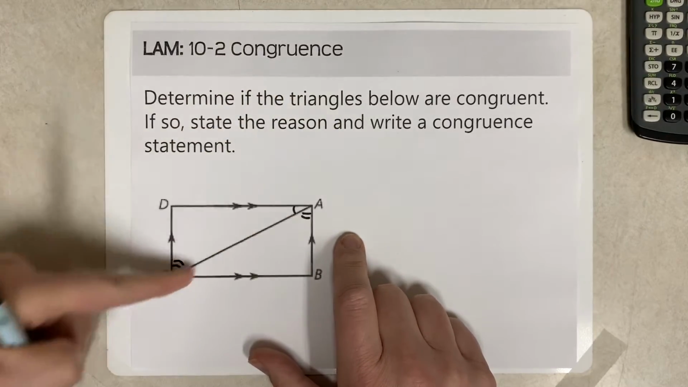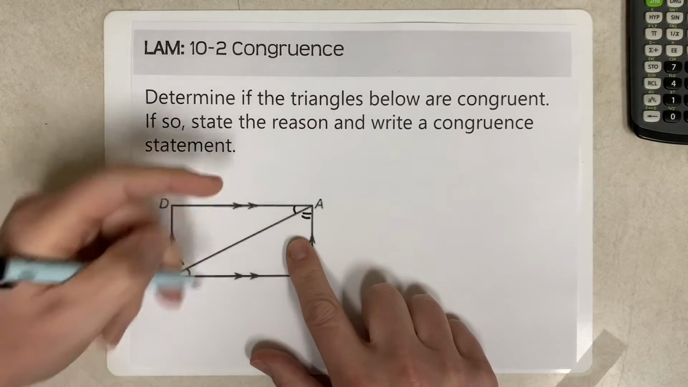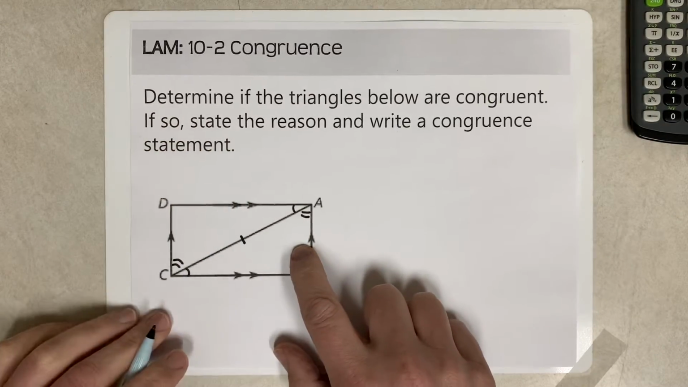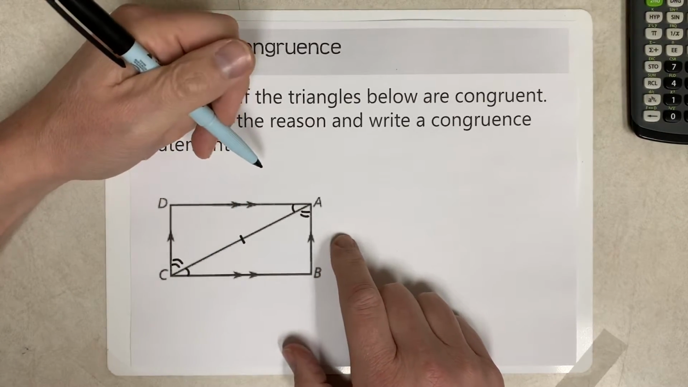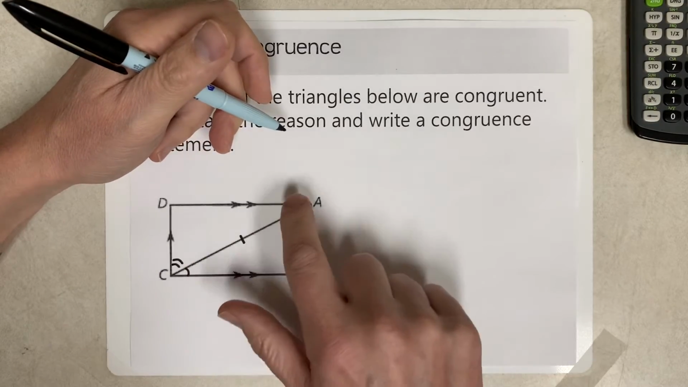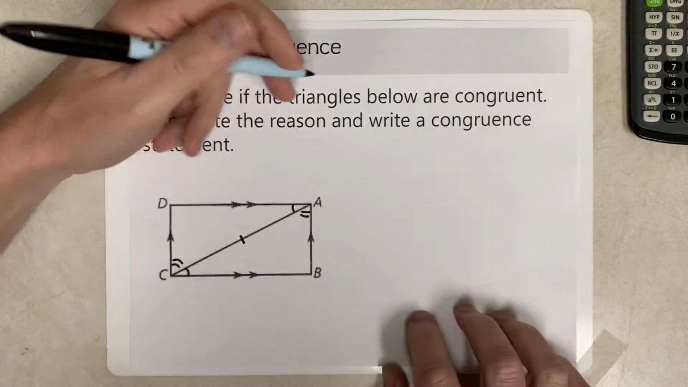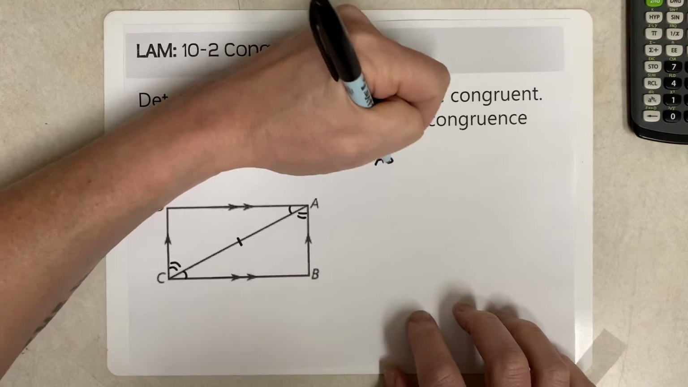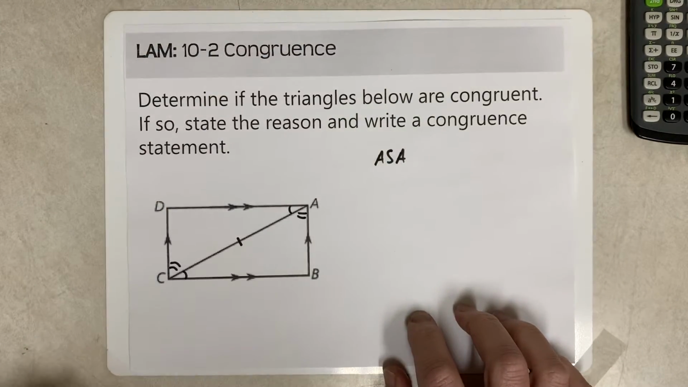And then this side is shared by both of these triangles. So that matches up to itself. So then what do we have? We have angle, side, angle, angle, side, angle. So we would say A, S, A for that one.